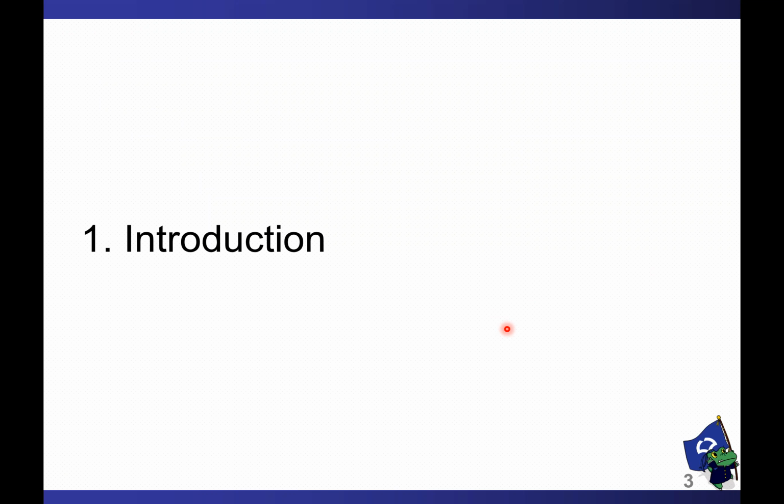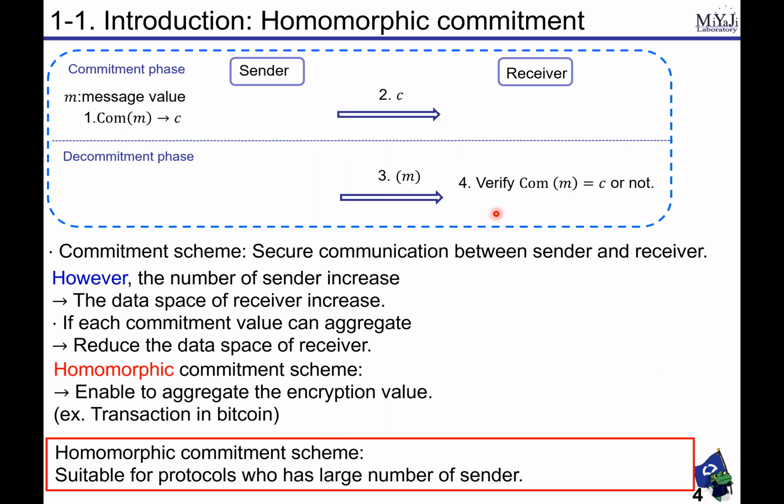We start from the introduction. So what is a commitment scheme? A commitment scheme is a protocol between a sender and a receiver, and there are two phases: the commitment phase and the decommitment phase. In the commitment phase, the sender chooses the message value and converts it to an encrypted value, which is C. They send the commitment value to the receiver. So this is the commitment phase.